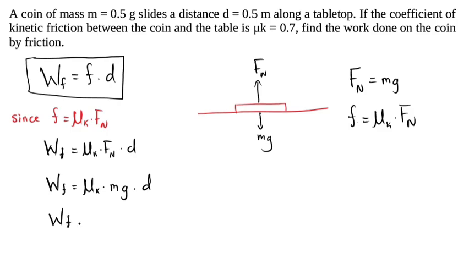Now let's substitute. The work done by friction: mu is given as 0.7. The mass is half a gram, and since it's in grams we have to convert it to kilograms by dividing by 1,000, which gives 0.0005. And we have the acceleration due to gravity, let's use 9.81. Then the distance, which was given as 0.5.